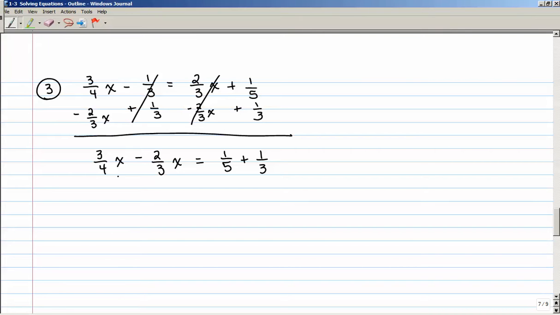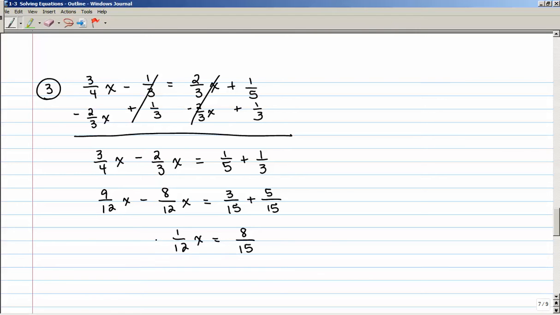On the left side, my common denominator is going to be a 12. So that's going to give me, multiplying by 3, 9/12 x, and multiplying by 4, 8/12 x. And my common denominator on the right is going to be 15, multiplying by 3, 3/15, and multiplying by 5, 5/15. That's going to leave me with 1/12 x equals 8/15.